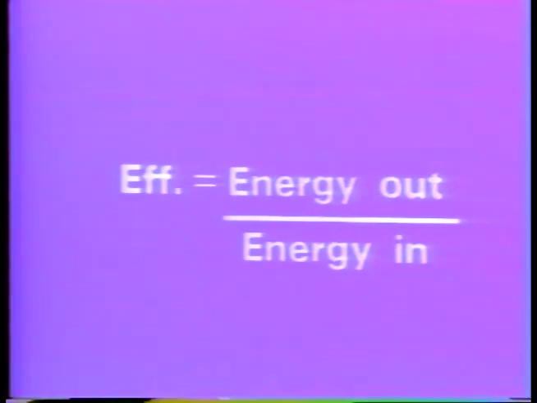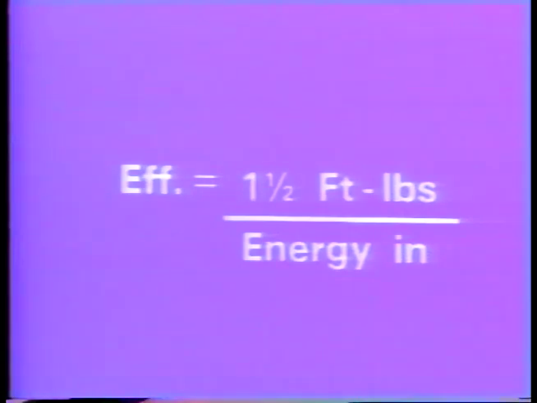We can now plug this figure into the efficiency equation. Energy out equals 1.5 foot-pounds. Energy in equals 3 foot-pounds. Now, dividing 1.5 by 3 equals 0.5. And to get percent efficiency, we multiply 0.5 by 100. And we get 50%. Dropping the ball results in a 50% efficiency. In other words, 50% of the original energy is put back into the ball.